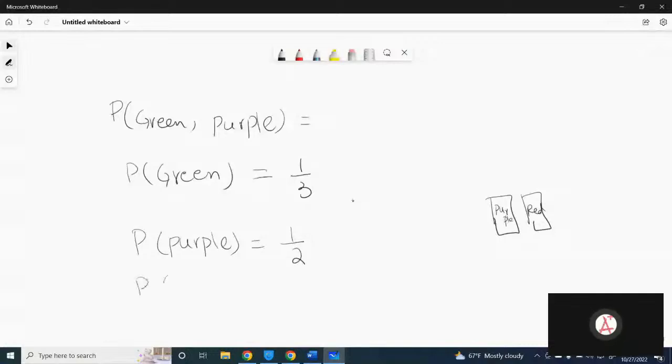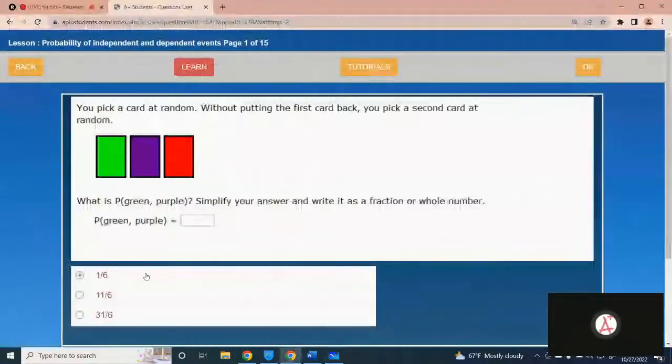When you have to find the probability of both events, you just multiply the probabilities: 1 by 3 times 1 by 2. Got it? So 1 times 1 is 1 and 2 times 3 is 6. So the probability of getting a green and purple is 1 over 6. Got it? So just select the correct option, 1 over 6, and then click on the OK button.